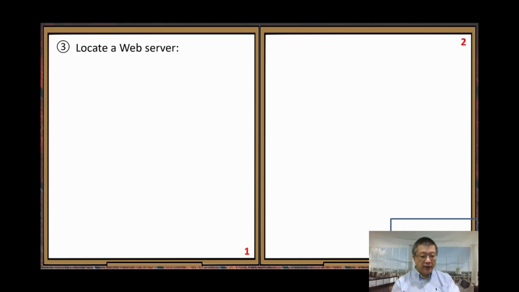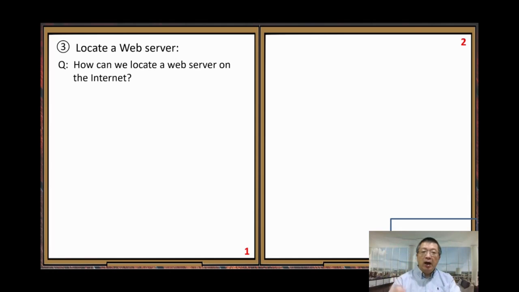All right, so now, locating a server. The question: how can we locate a web server on the internet? We know we use an IP address, but that's still not enough. There are still a lot of details behind it. So the first question: can we use the IP address directly?